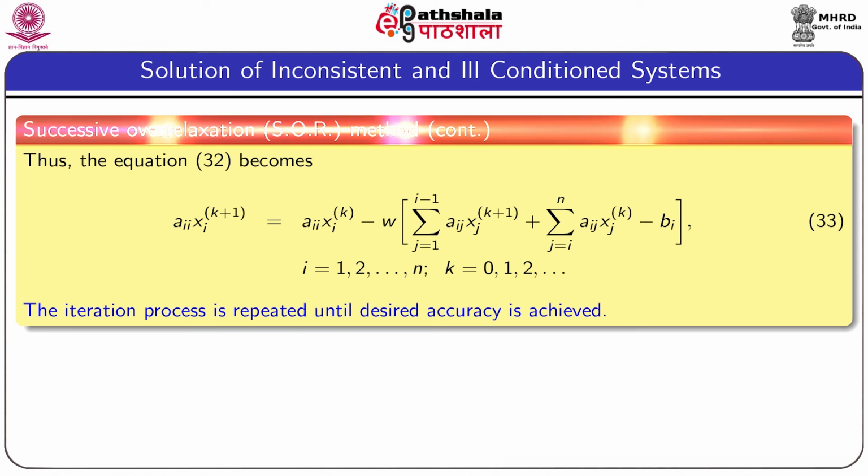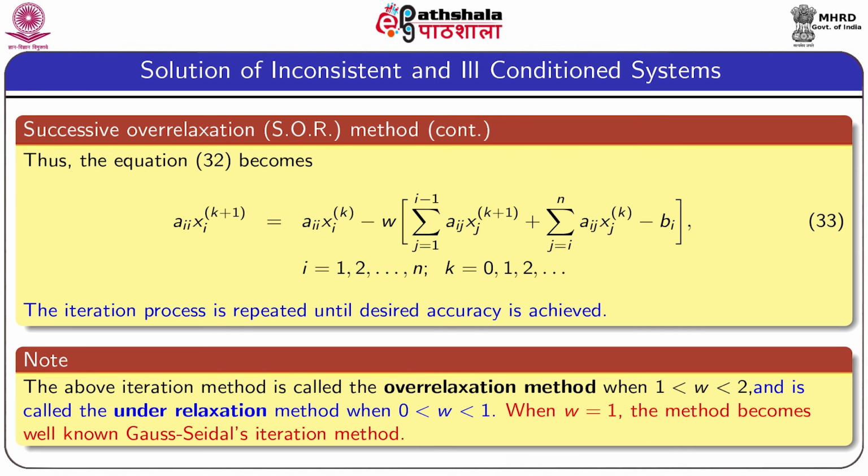And this relation is valid for all i equal to 1 to n and k equal to 0, 1, 2 up to infinity. The iteration process is repeated until desired accuracy is achieved. The above iteration method is called over relaxation method when w lies between 1 and 2, and this method is called under relaxation method when w lies between 0 and 1. When w equal to 1, the iteration method becomes the well known Gauss-Seidel iteration method.